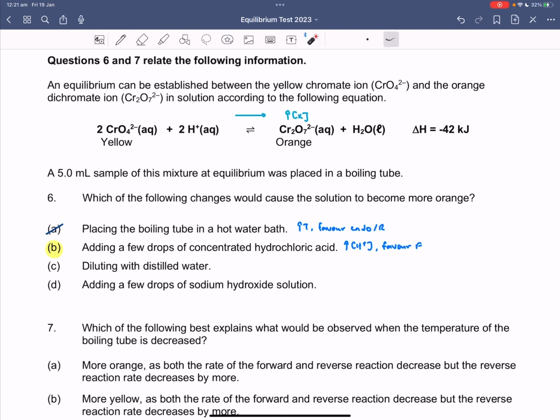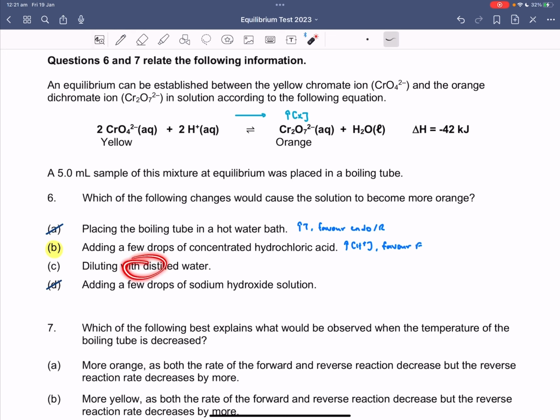Now, obviously, if adding hydrochloric acid works, which is an acid, then adding a base is definitely not going to work. We should have realized the answer was either add an acid or add a base. One of them had to favor the forward reaction. So if adding an acid favors the forward reaction, adding a base neutralizes some of the H plus, which causes the reverse reaction to be favored. So therefore the answer was never going to be D.